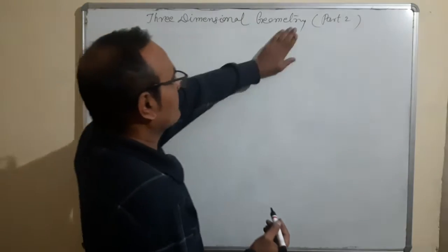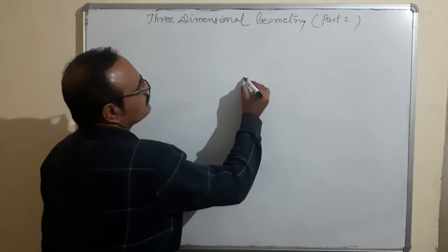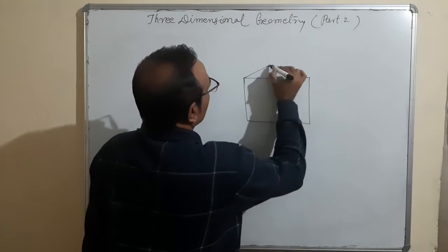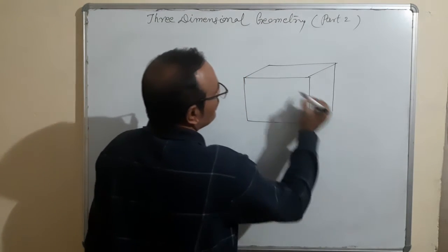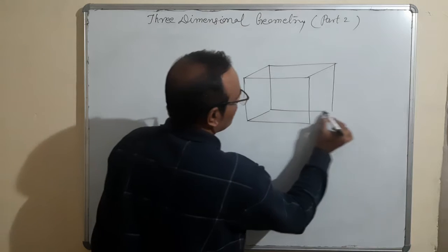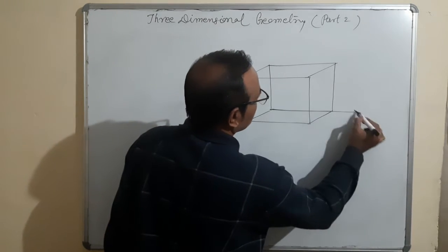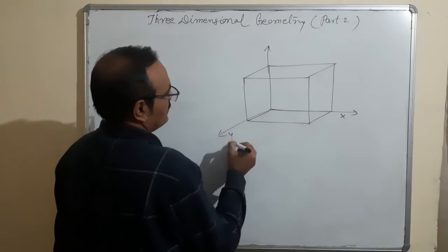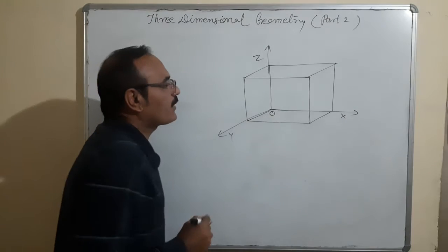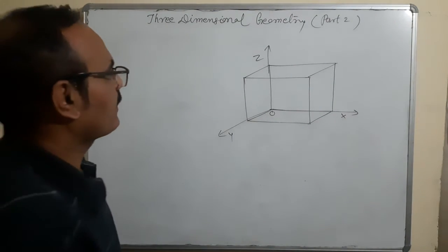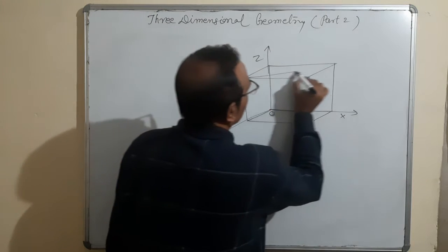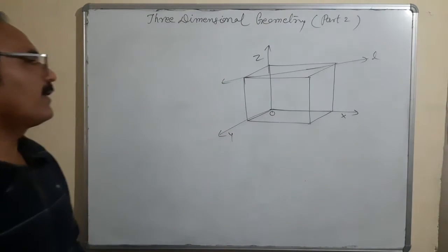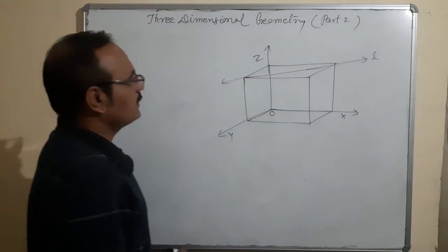See how is it? This is the cuboid shape. It's a very convenient shape for understanding. X, Y, and Z. When I draw two lines, one line is this, suppose it is L. And second line, I am going to draw like that.